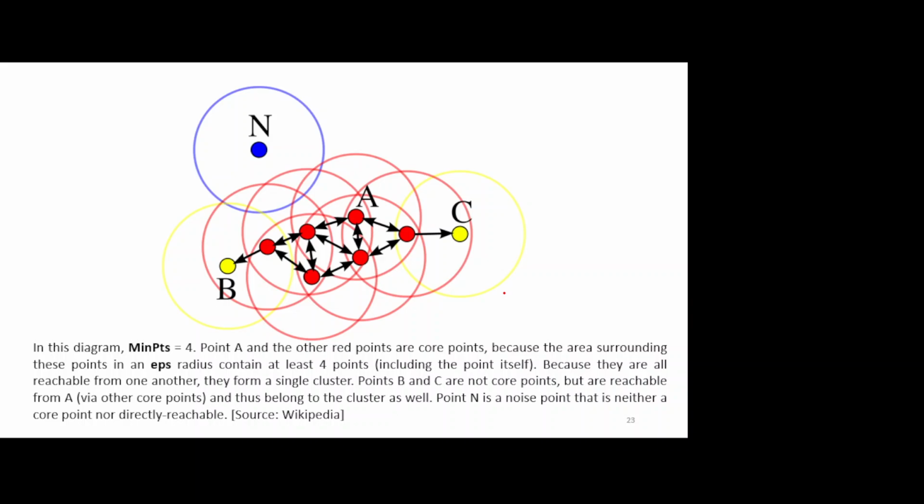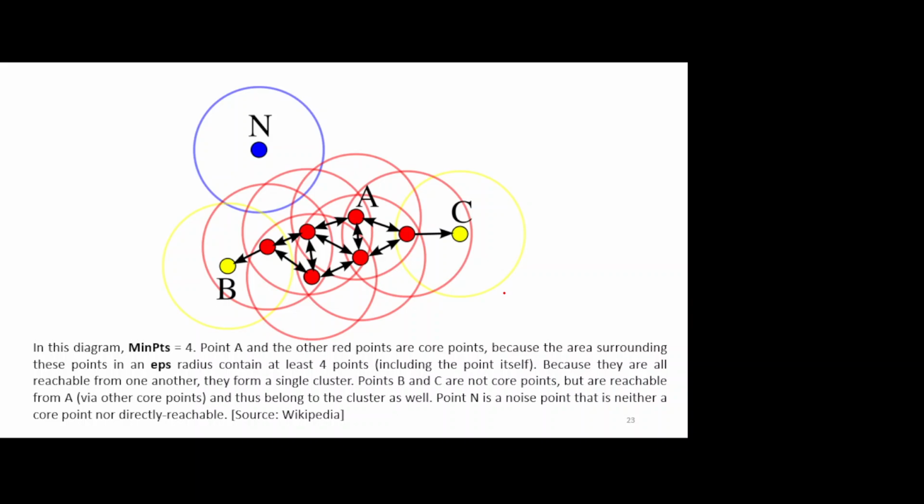But B can be reached from A, right? Just by visiting its neighbors, A can reach B, so we call it a reachable point. C has the same situation. All the red points have sufficient neighbors, so we call them core points, and B and C are reachable points. All of them form a cluster.